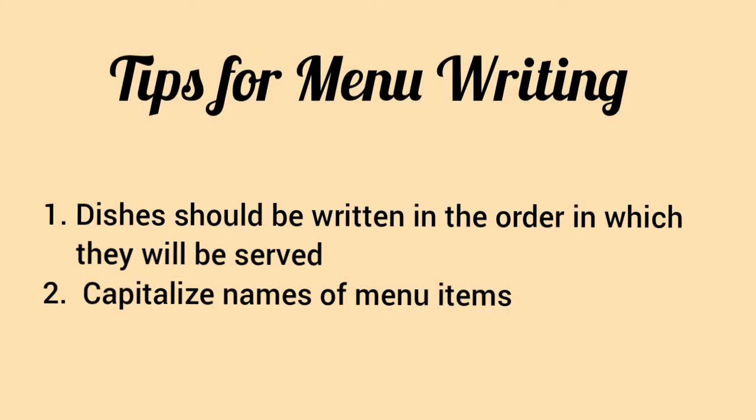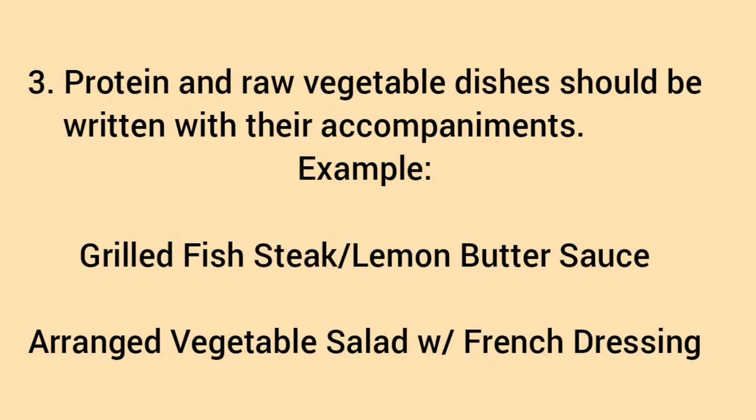Now, when you're creating your menu, there are some tips that you can use to help smooth the process. The first is that you should ensure that your dishes are written in the order in which they will be served. Meaning, on your menu, the first thing that we should see is your appetizer, followed by your main meal, and then your dessert. The second tip is that you should capitalize the first letter of the names of your menu items. Number 3, protein and raw vegetable dishes should be written alongside their accompaniments.